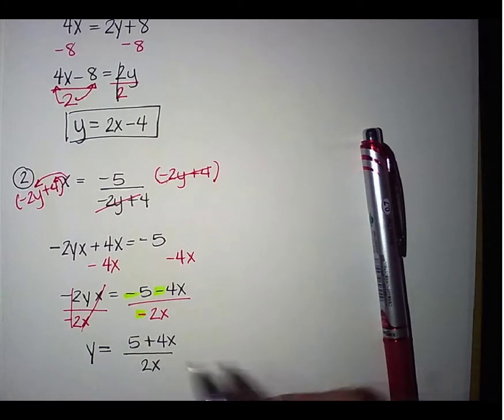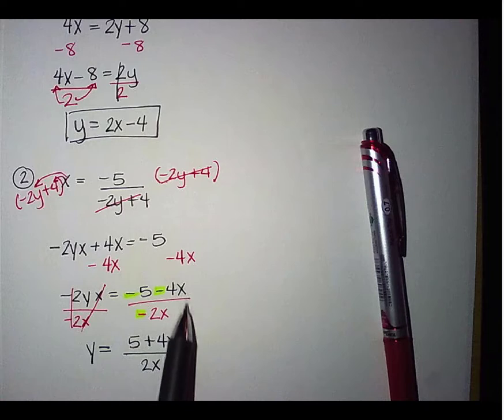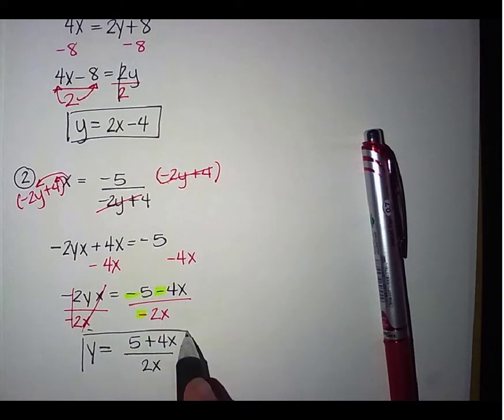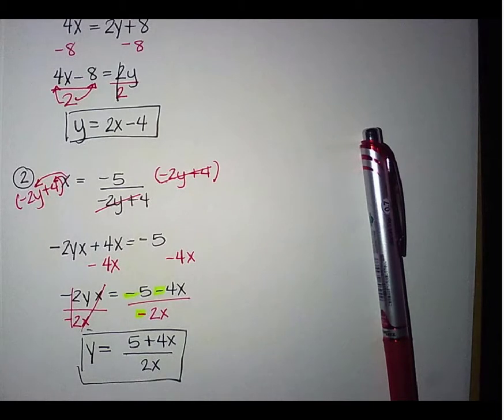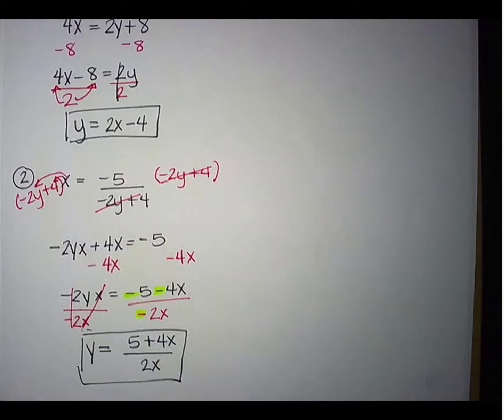Now if you didn't do that and you left it like this with all the negatives, that's perfectly fine, but sometimes all the negatives can be a little confusing, especially if you have to substitute something in. It's a little easier to do that when you have all those nice pretty positive numbers.